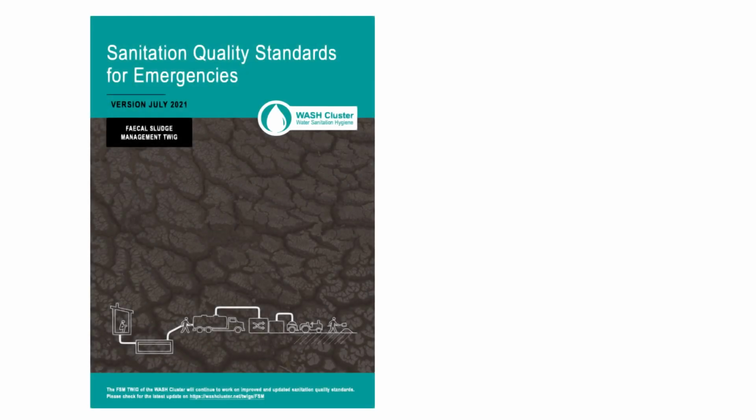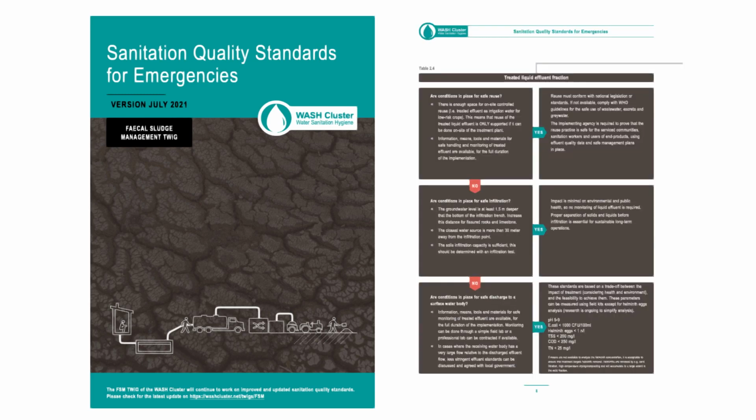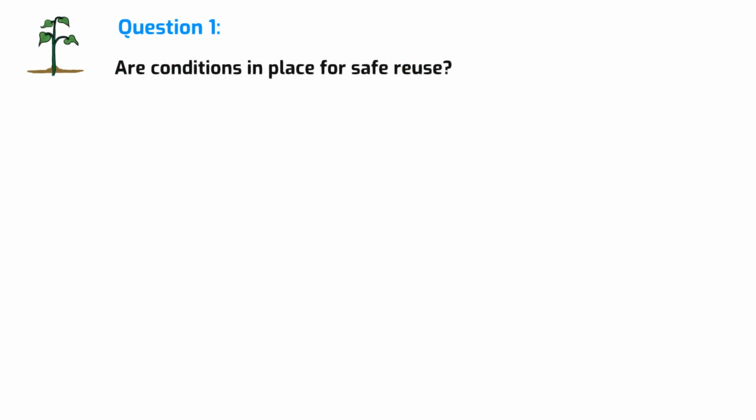Welcome to an introduction of comprehensive guidelines on determining the safe reuse of treated effluent, proposed and published by the Global WASH Cluster. Let's navigate the essential considerations to determine if conditions are in place to reuse treated effluent safely. Question 1. Are the conditions in place for safe reuse? To answer this, consider the following guiding questions.